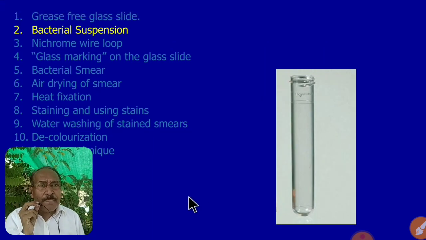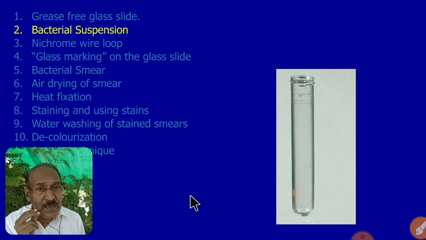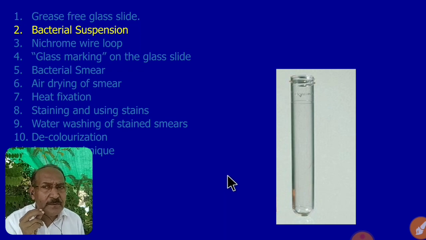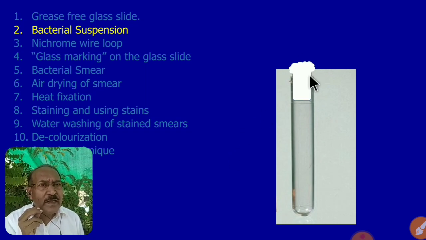Second point is using bacterial suspension. What exactly is bacterial suspension? You have to use small glass tubes like this, usually in microbiological practicals. Glass material of borosilicate type. Usually a glass material resistant to heat is used. Smaller tubes are used, and these tubes are plugged with a cotton plug.